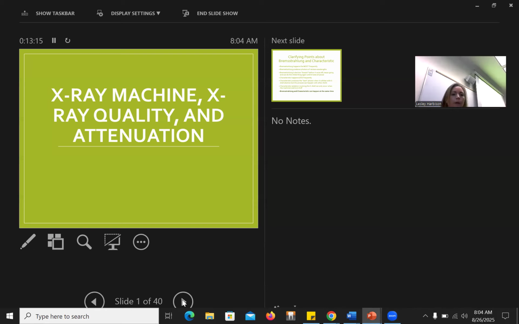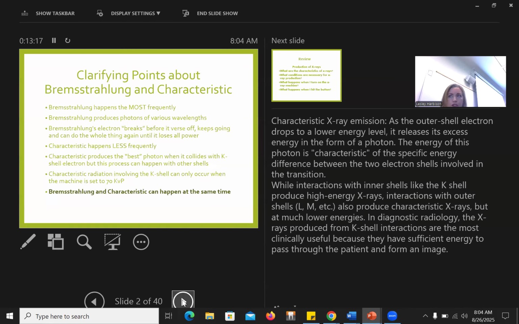So we learned about the inside, the glass tube. But now we're going to learn some other parts of the machine and how it affects X-rays. So I did a little bit more. I wasn't satisfied with my information on Bremsstrahlung and characteristic, and so I just did a little bit.